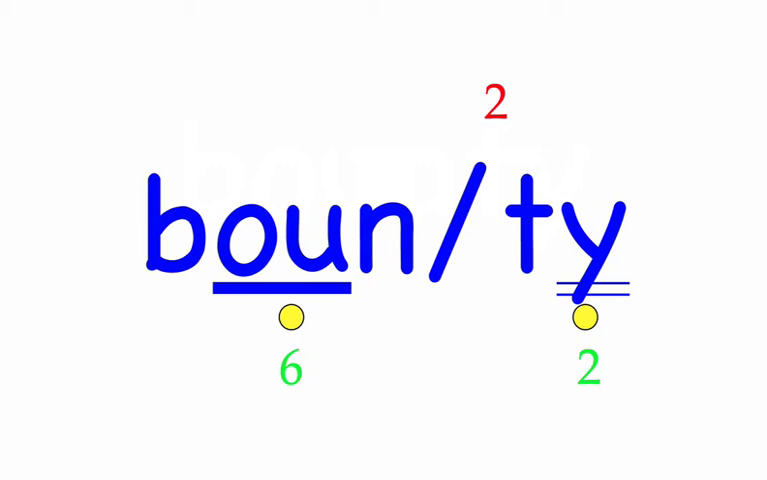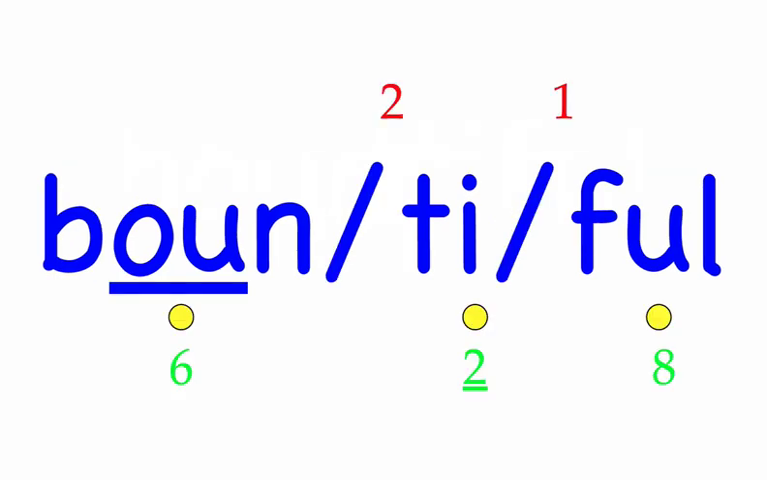Bountiful. This is a three syllable word. Bound, three sounds, ow, n. T, two sounds, I. Full, three sounds, f, ul. Bound, full. Mark the word. Bountiful. And U is representing its extra sound here, thus vowel group 8.